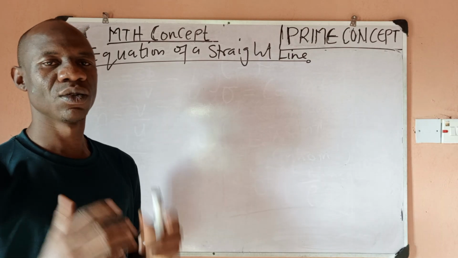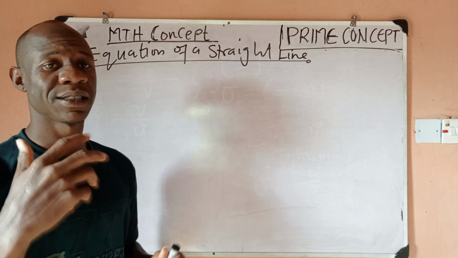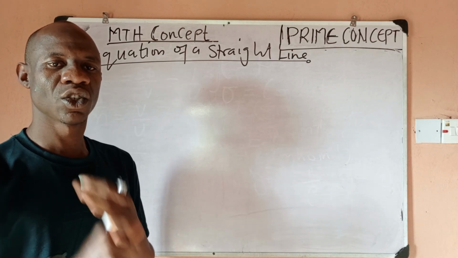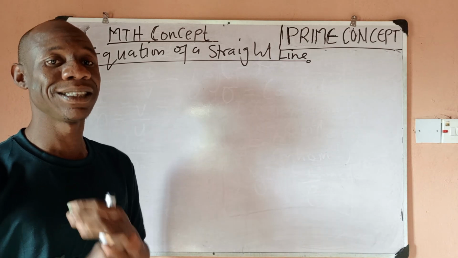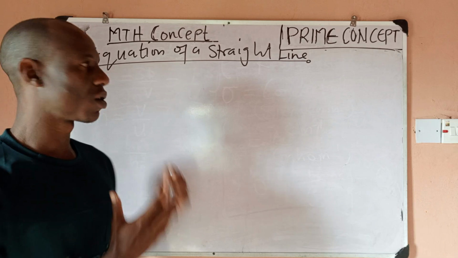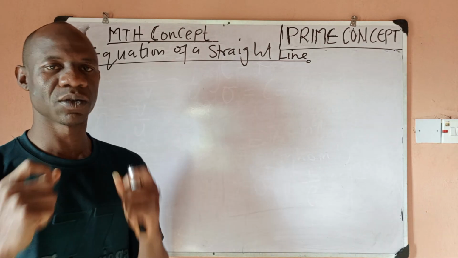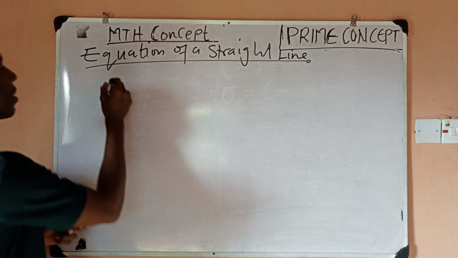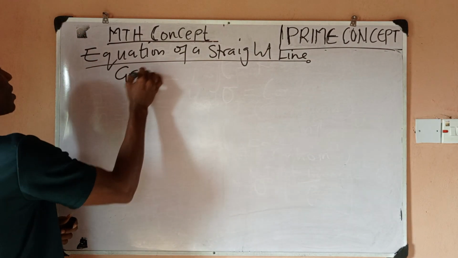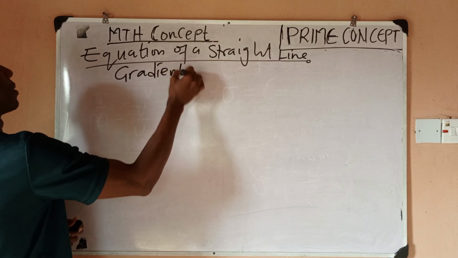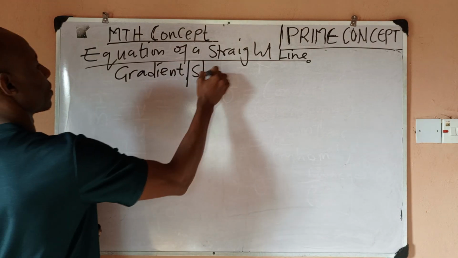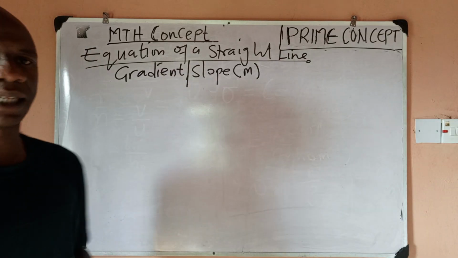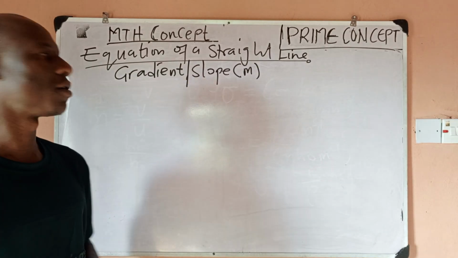One of the things we need to know is that for you to be able to get the equation of any straight line, you would need to know the slope, which is also known as the gradient of a straight line. So we're going to start from learning how to find the slope or gradient of a straight line. So we want to consider gradient or slope, which is denoted by the symbol m.